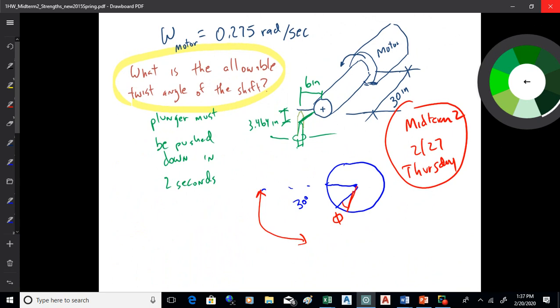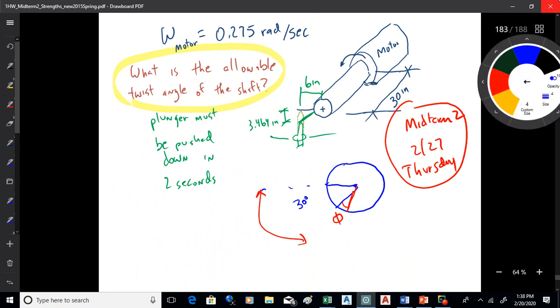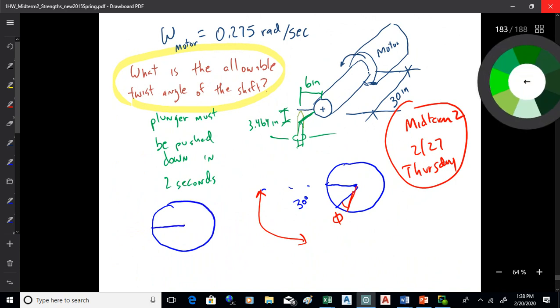All right, so the allowable twist angle in the shaft is what that's going to be if you're looking down at the shaft. What's happening there is if you start with a horizontal line, if you're looking down the length of the shaft, that'll twist, okay? Because to get here, you've got I think it's 0.275 radians per second in 2 seconds, right? So the back of that shaft is going to turn.